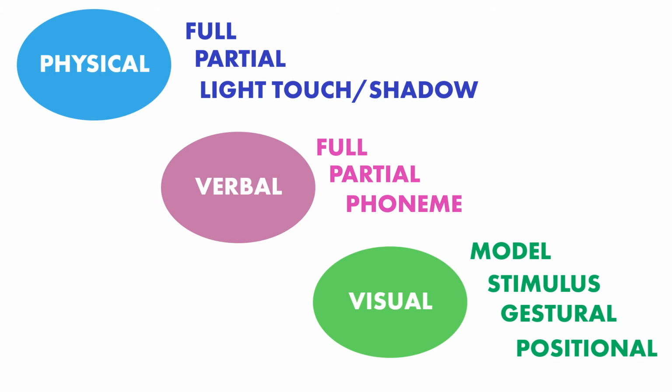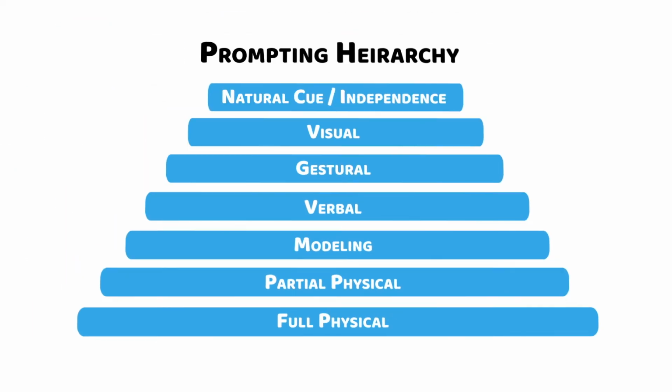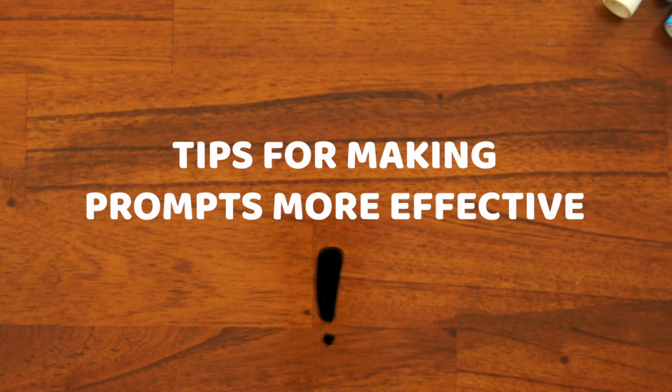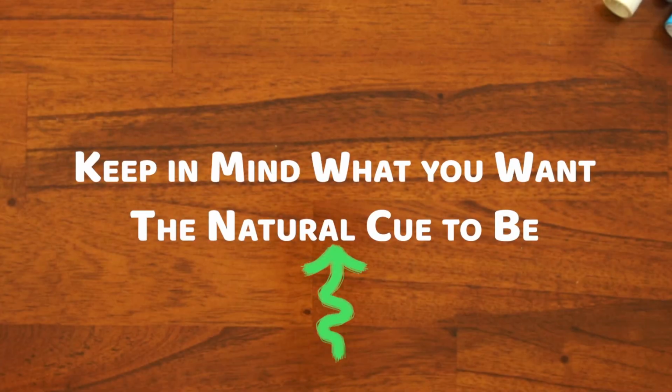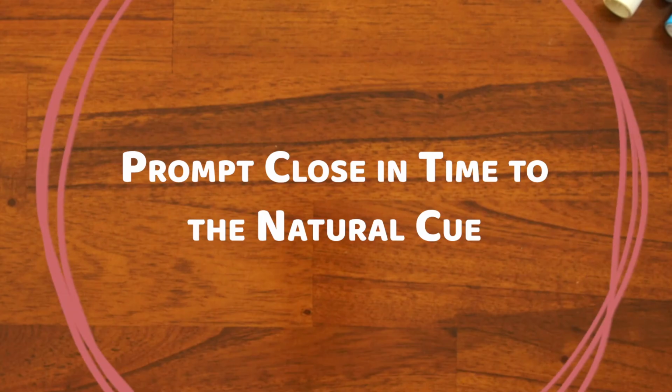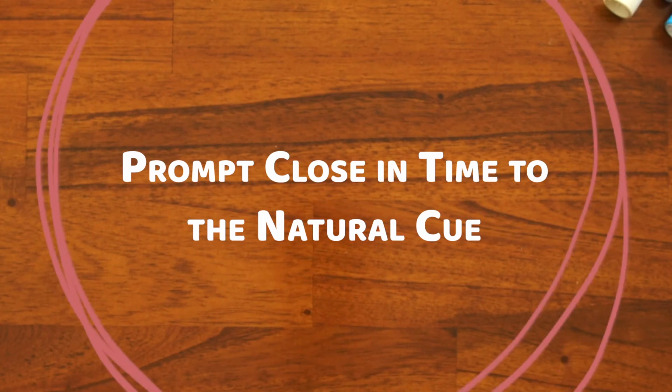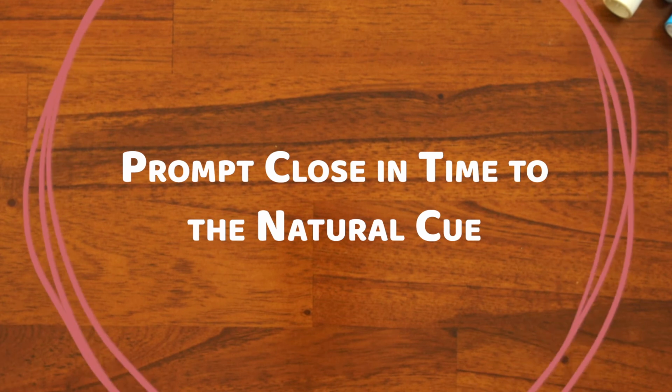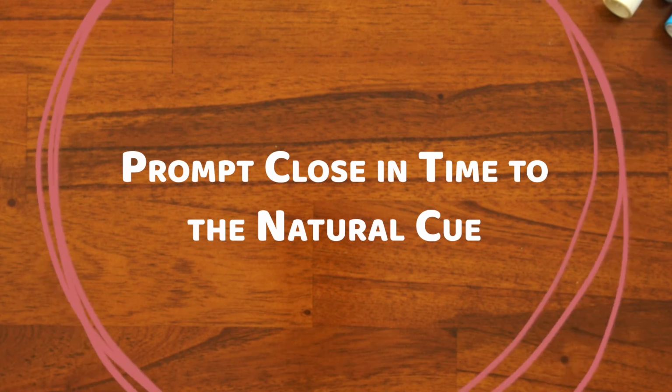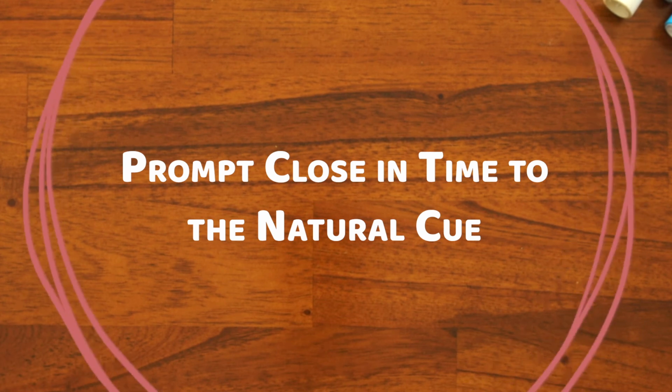So prompting hierarchies must be individualized to the learner and should be created based on what would be easiest to fade to independence. Here are some tips to making prompting more effective. Always keep the natural cue in mind, as prompts are used carefully and removed. Timing is important. Providing prompts with or immediately after the natural cue will ensure the skill occurs correctly and within the right context.